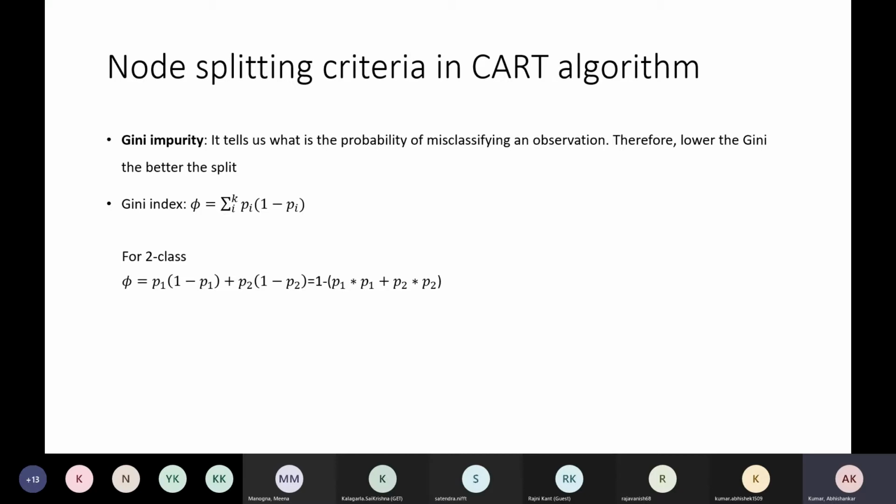At every node we are going to calculate this Gini index, which tells us the probability of misclassifying an observation. This is the formula used to calculate it: the sum over i equal to 1 to k of pi times (1 minus pi). Here k is the number of classes present in the data set, the number of different classes.